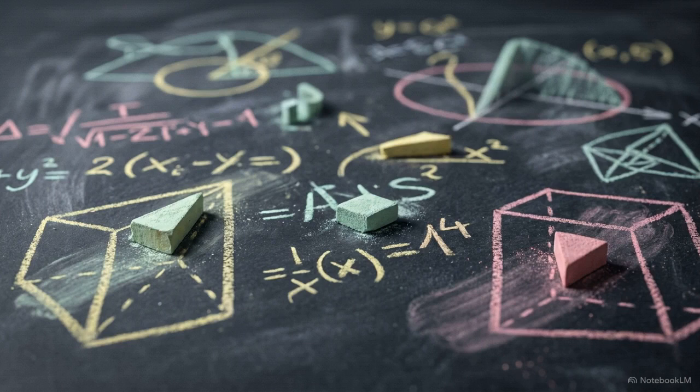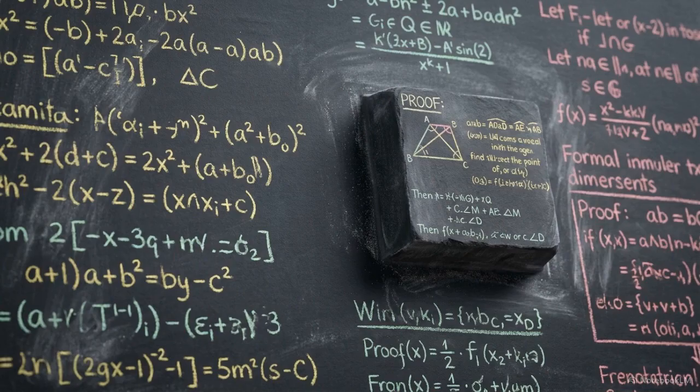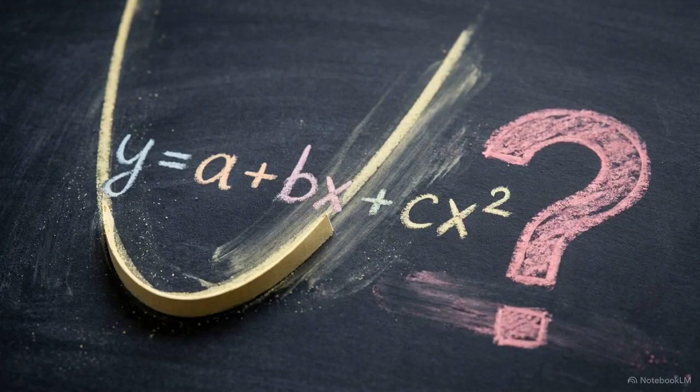To ensure there is only one best answer, we look for the Haar condition. This requires that the functions in our approximating subspace have a limited number of roots. The Haar uniqueness theorem states that a best uniform approximation is only unique if the subspace we choose satisfies this specific algebraic condition. Consider standard polynomials. Do they possess the algebraic properties required to meet this rigid test?